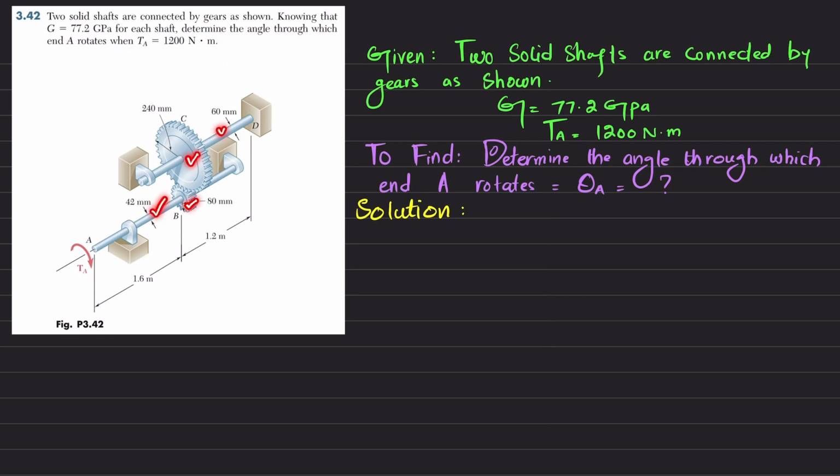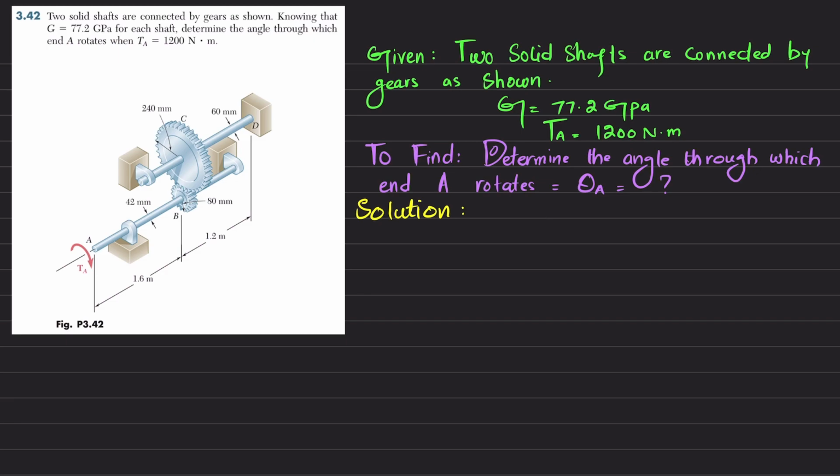You can see these are the two shafts that are connected through gears B and C. At the end of this shaft, a torque TA of 1200 Newton meter is applied. End D is fixed, so you have to find the angle through which end A rotates. This rotation theta A will be equal to the angle of twist in shaft A with respect to B plus the angle of twist of point B, which we'll see in a while. So let's start with the solution.